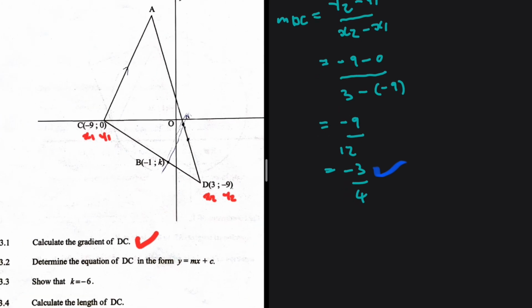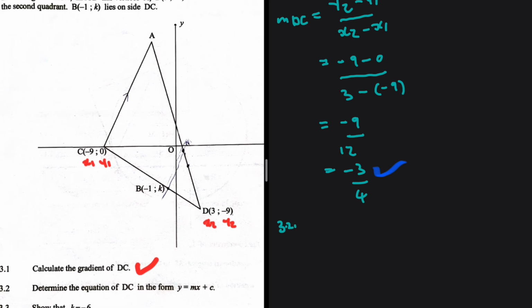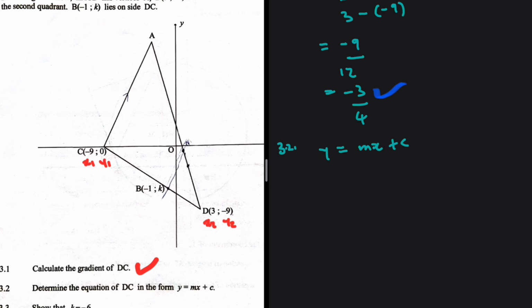And then the second question, 3.2, determine the equation of DC. So we're looking for the equation of DC in the form y is equal to mx plus c. Another equation that is very basic, right? No complications. We're just sticking to the basics here. We have 2 points, C and D, and we want to find the equation. So there shouldn't be any way to get this wrong. It's really straightforward. It doesn't require us to come up with any creativity whatsoever. But anyway, let's take a look.